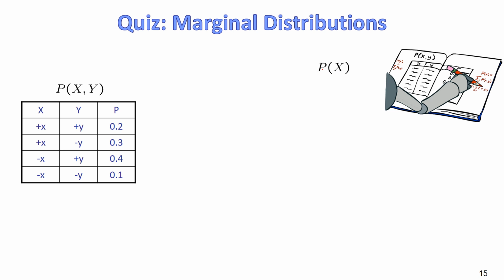Yeah, so first, the marginal distribution here will be a table, right? Okay, so how many rows in that table? 2 rows. Okay, so we have the value of x here and the probability, and then we have 2 rows. What are the 2 values of x? Plus x and minus x.